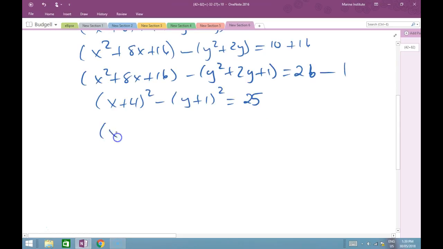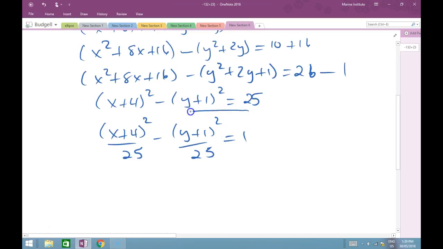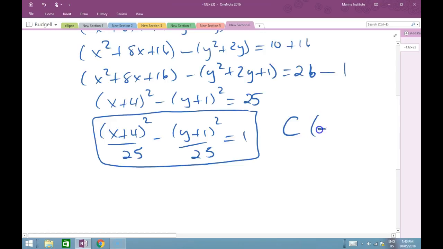This gives us a very unique hyperbola. We have 25 on the bottom here, y plus 1 squared, 25 on the bottom here, equals 1. So here we have our hyperbola in standard form. So my center is negative 4 and negative 1. That's where my center is.